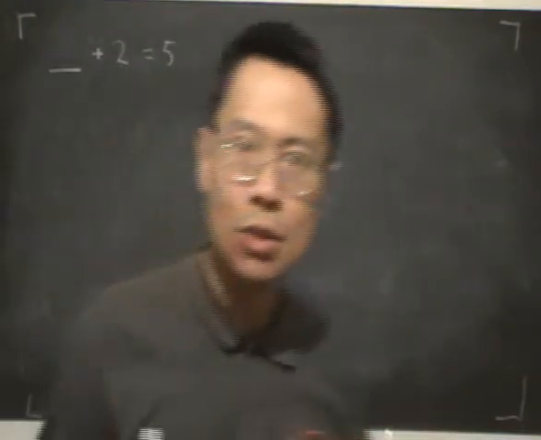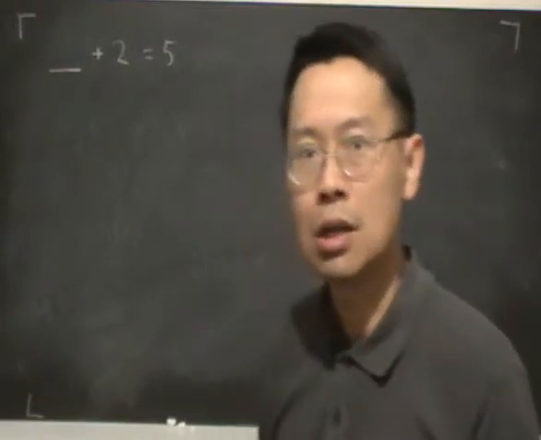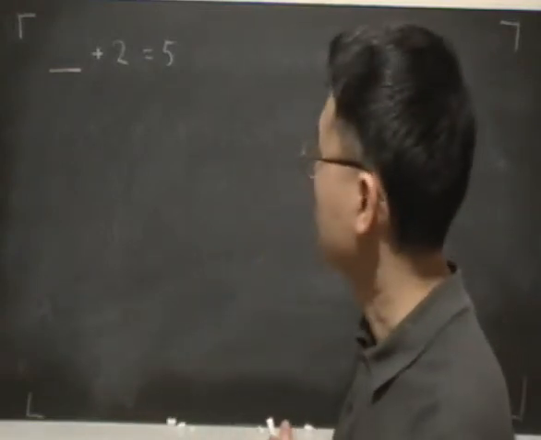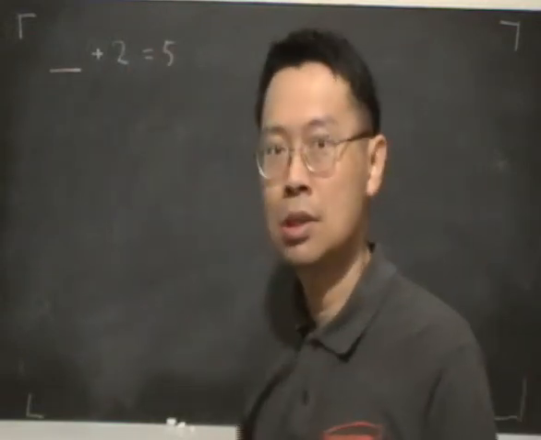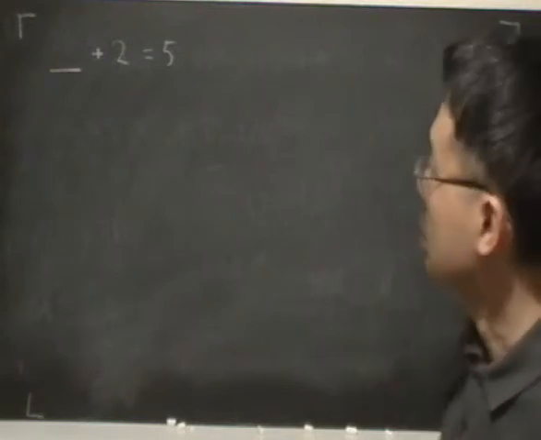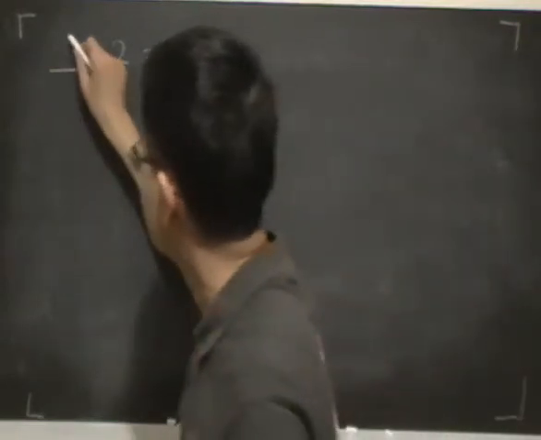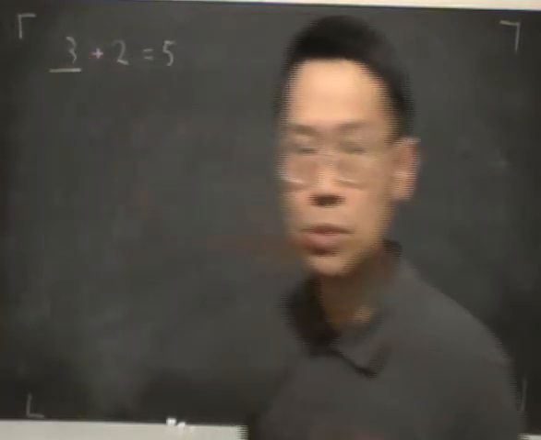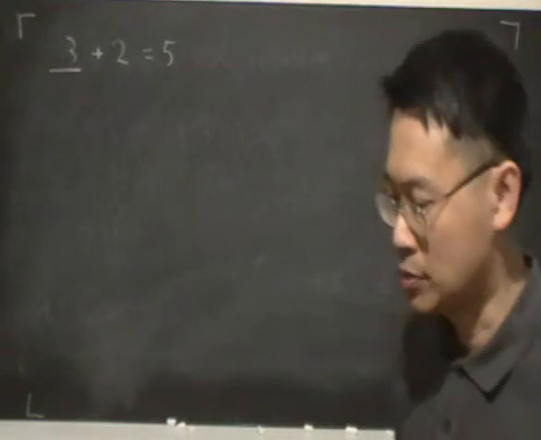So that looks just like a simple arithmetic problem. Fill in the blanks: blank plus 2 is equal to 5. And we know that the answer is 3 because 3 plus 2 is equal to 5.